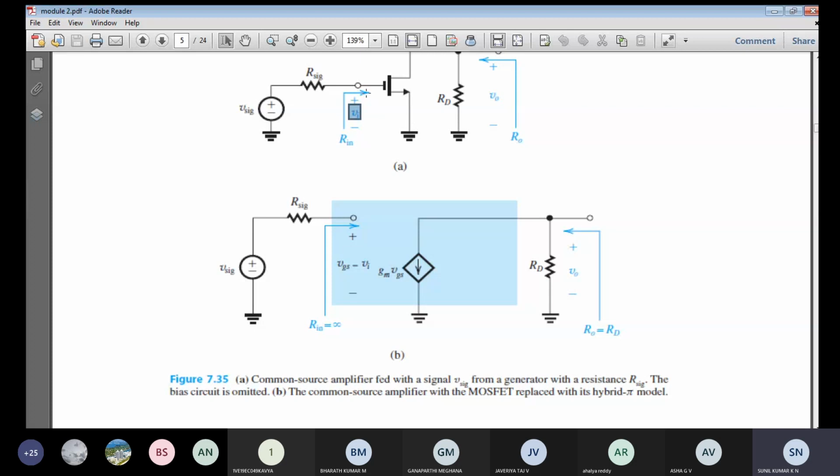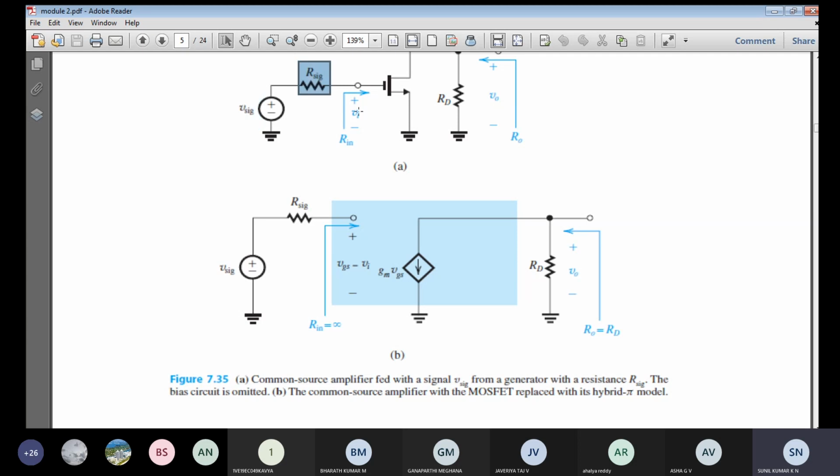Whatever the gate to source voltage is, the same VI is applicable. And since there is no gate current, the gate current is equal to 0. So we can say that the input resistance of this common source amplifier is infinite, that is Rin is equal to infinity. So whatever signal source voltage you apply to the gate terminal, effectively all the signal will appear over here without any signal division loss. So voltage loss will not be there.